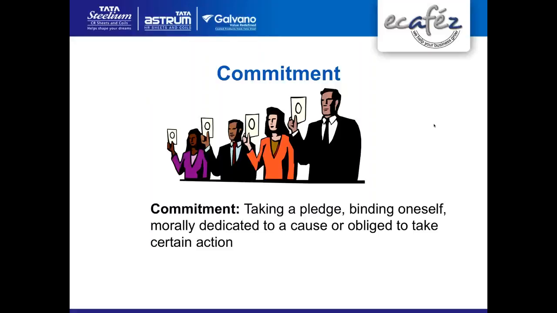They are showing the commitment. For them, the security of the country is more important than their own personal life. Our players, they are committed. They try to put in their best to win. So that kind of commitment is required in the organization.